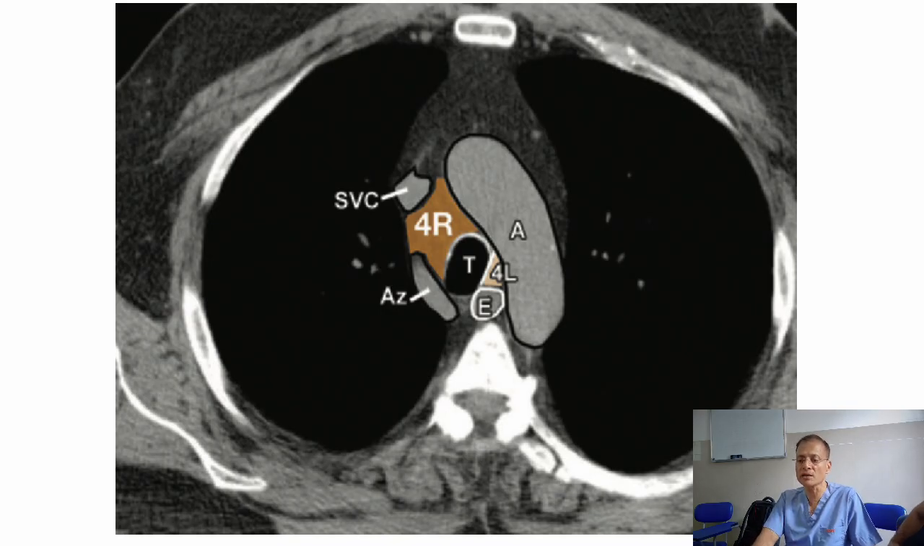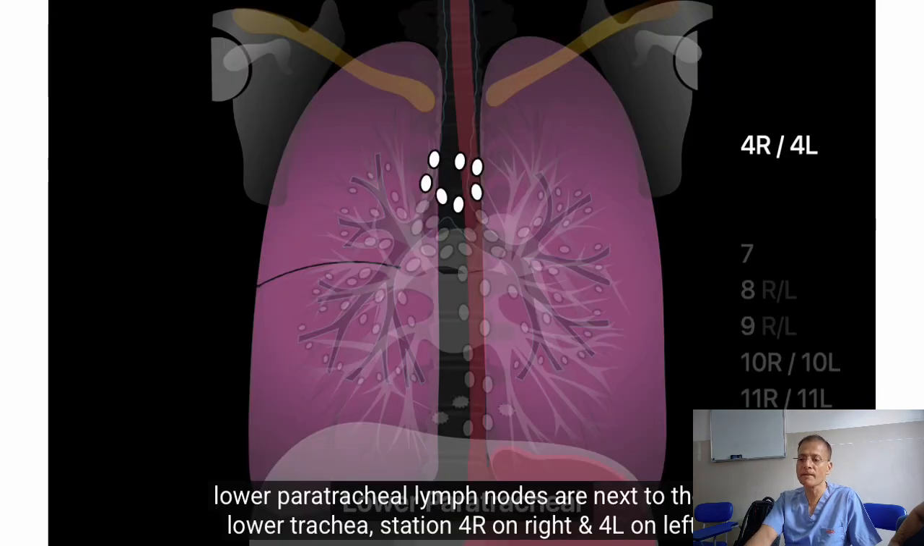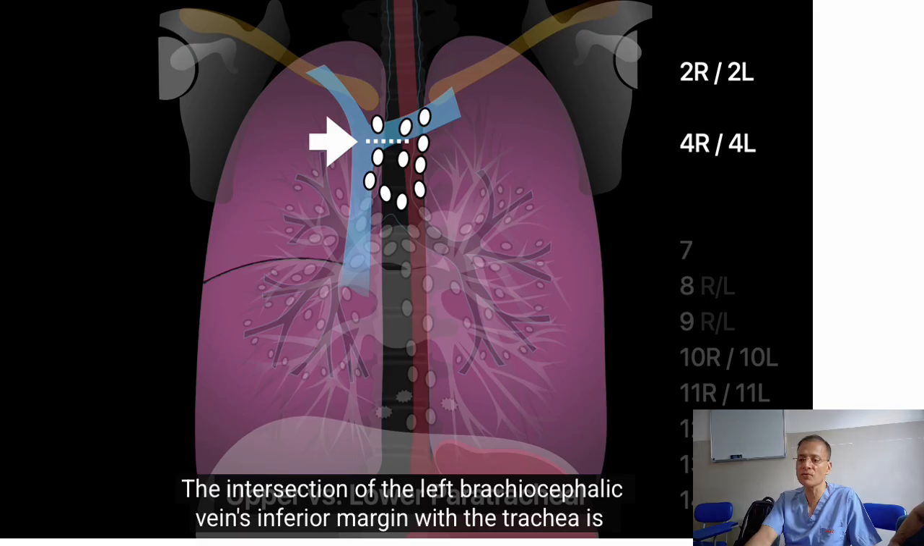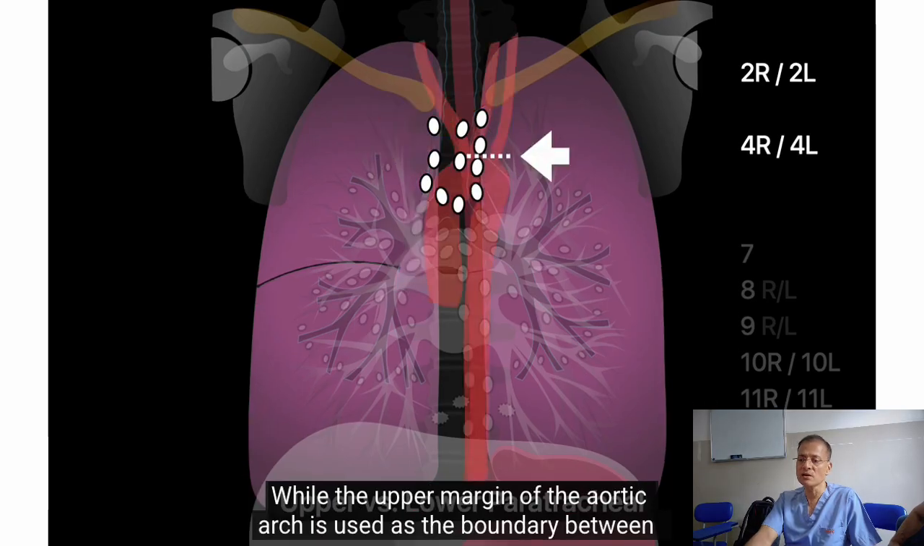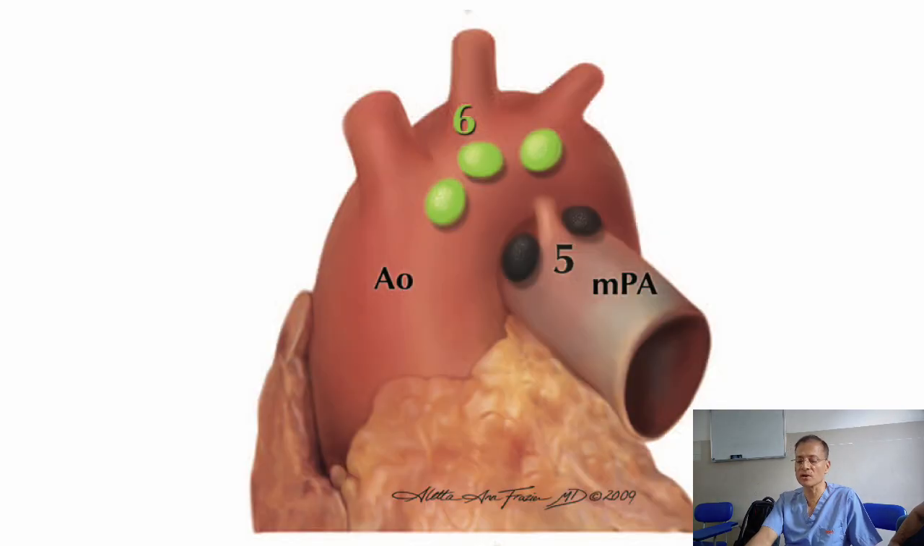This is the 4R, and here just by the left side of the trachea is the 4L lymph node. You can visualize it. So here in this picture also 4R, 4L, 2R, 2L, again 2R, 2L, 4R, 4L. Very important are the level 5 and 6 lymph nodes. So we must remember that this is the aortic arch, and this is the ascending aorta. This is the ductus arteriosus.